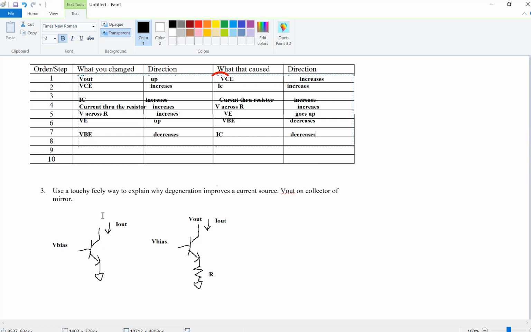Over here, on the left-hand circuit, if you change the voltage on this output right here, that changes VCE, and there's nothing that's going to fight that change in VCE. This right here goes back and turns the current down, the degeneration does.